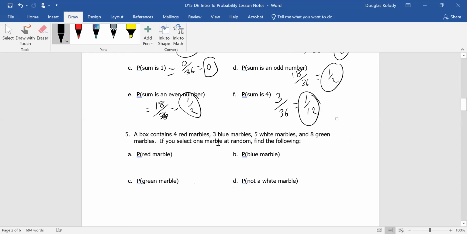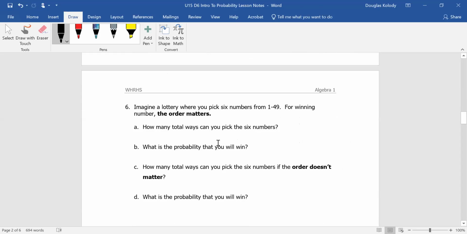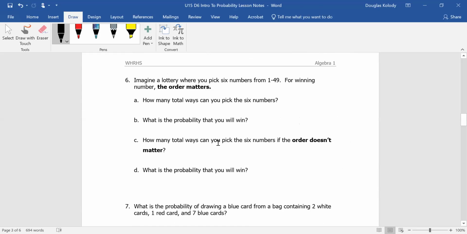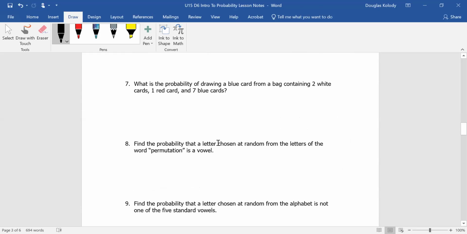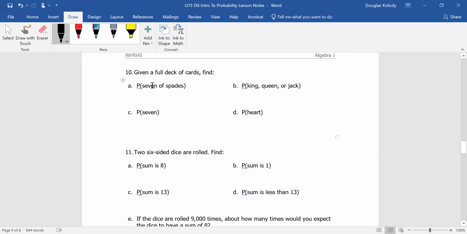Okay. Example 5 is exactly like the first example we did. I'm not going to go through that. What I will do is go through some problems that involve cards. Let me find one here. Okay, given a full deck of cards, find the probability of drawing the 7 of spades.